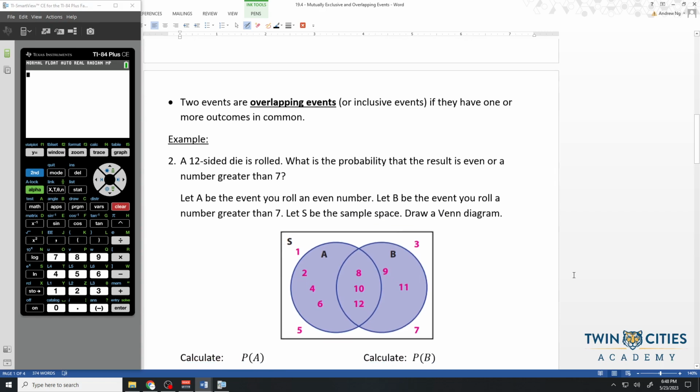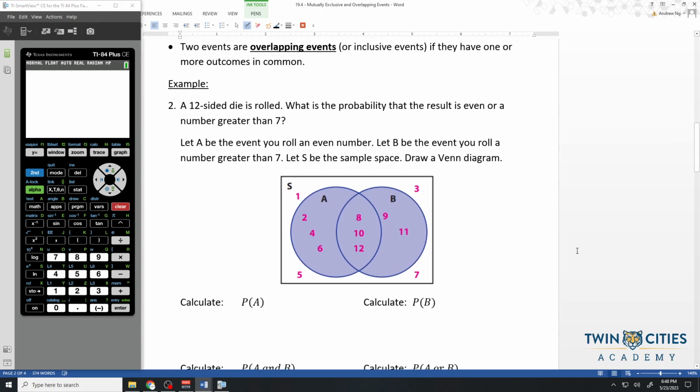What if I look at overlapping events? These are also called inclusive events. These might have one or more outcomes that they have in common. Let's go back to a 12-sided die again. This time we're going to roll it and ask, what is the probability that the result is even or a number greater than 7? So let's let event A be the event that you roll an even number.